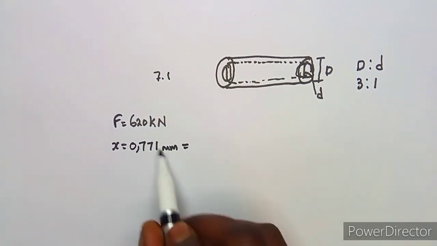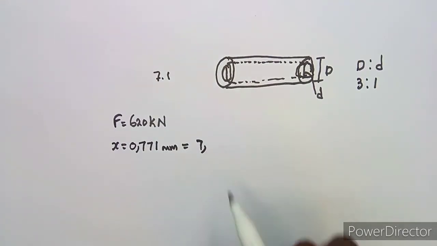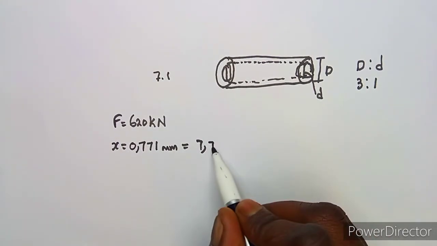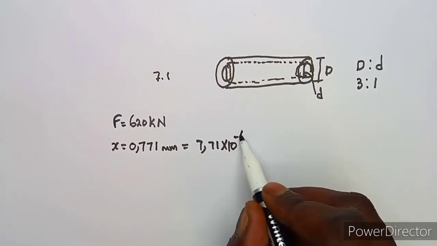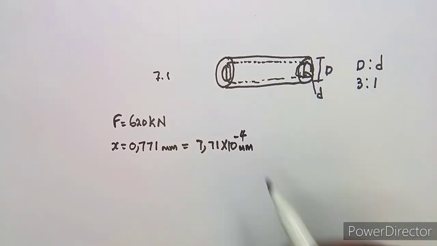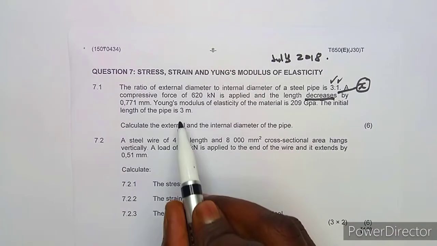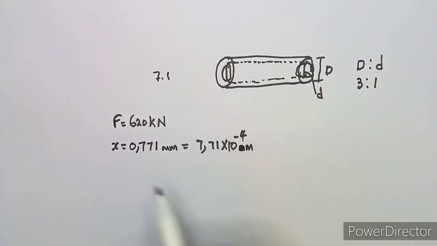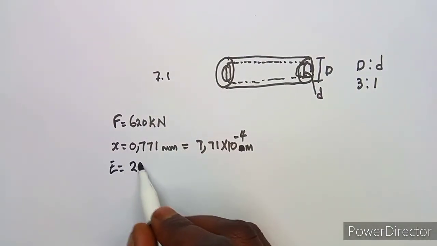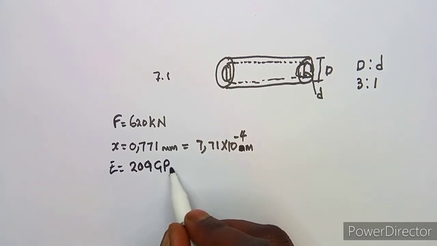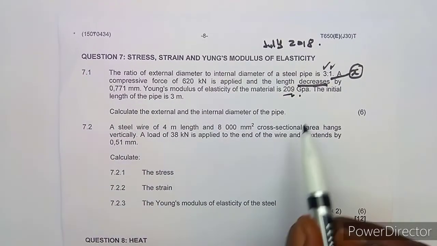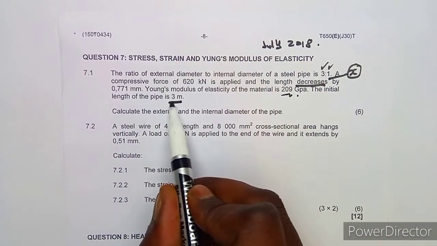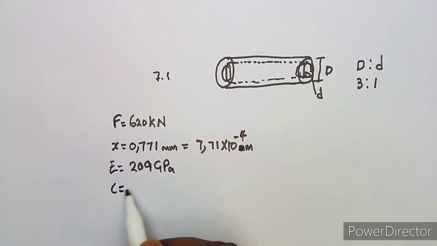So definitely we have to convert to meters, divide by 1000, which gives us 7.71 times 10 to the exponent of -4 in meters. We have converted to meters now. Then we are given the Young's modulus of elasticity of the material, E, which is 209 gigapascal. Then the initial length of the pipe, L, is 3 meters.